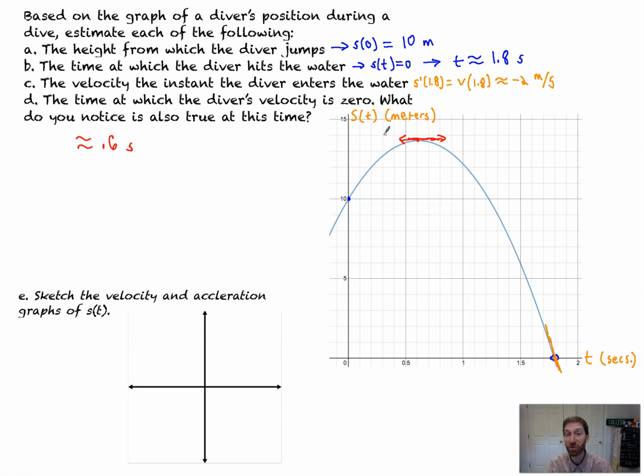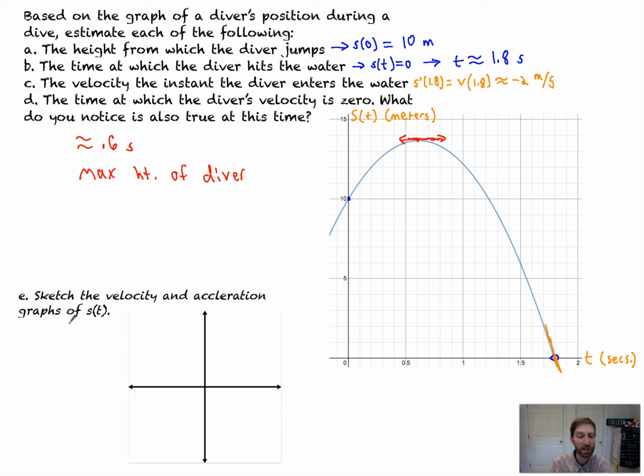Do you notice, what do you notice is also true at this time? Well, it's the maximum height. So that's the max height of the diver. Interesting. We're going to be going over that more in a later chapter, but think about it. The diver's velocity is changing from going upwards, stopping instantaneously. You go to the top, you stop, and then you start falling down faster and faster. So your maximum would be where your velocity changes from positive to negative. Interesting.